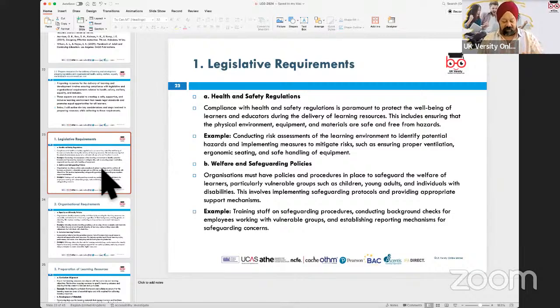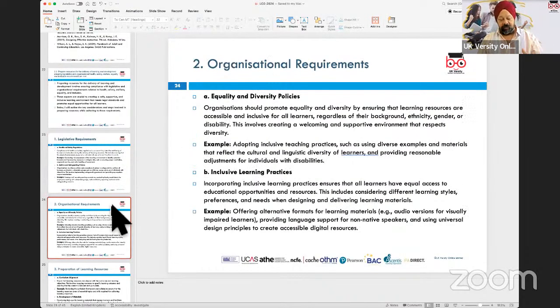So, for example, Prevent. When you look at FGM, you look at awareness about equality and diversity, health and safety, safeguarding. They tend to be legislative requirements. When we come to organizational requirements, you're looking at policies and procedures that you are to follow as an educator, as a teacher.